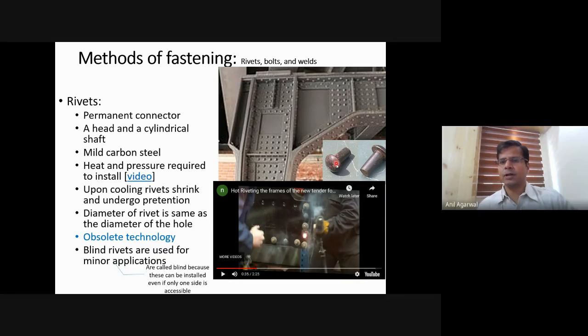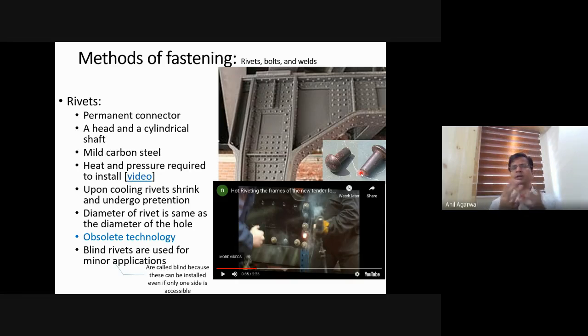So a rivet before it is installed looks like this. After installation, what happens to the shape? Before installation, the rivet has only one head. After installation, it develops another head, which is a result of the high pressure impact energy imparted on it. So basically, it had a head and a shaft. After heating and hitting it with that hammer, this end also develops into a head, and basically it seals the connection.